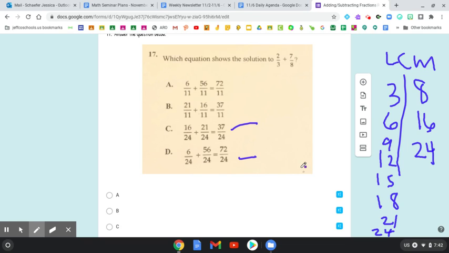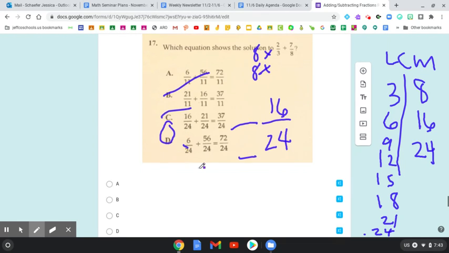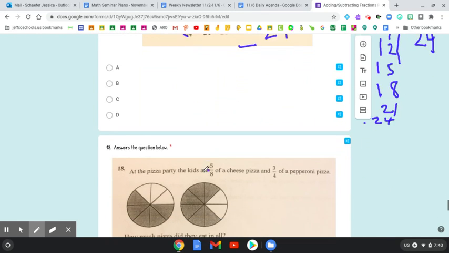When I think about what I have to multiply by, in the 3s, to get up to 24, it's times 8. So this side is times 8. If I do that to the top, 2 times 8 is going to make 16/24ths. And automatically, I can eliminate all the other options. I know I'm not going to use 11ths. I was down to these two, and there's only one that has 16/24ths. It's right here. So C is my choice. Use elimination like that to help you with these.